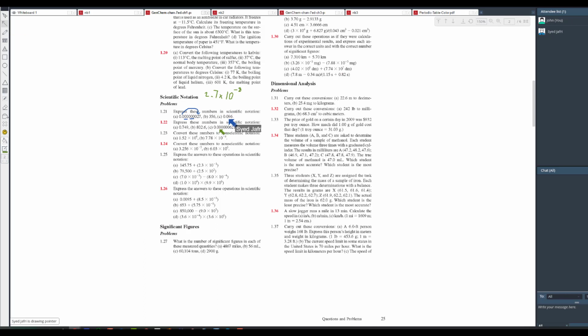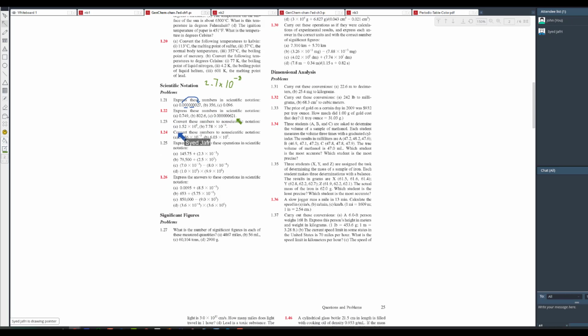What about this one? Since this is a number less than 1, we would move the decimal over 1, 2 places to the right. So it should be 9.6 times 10 to the negative 2 power. That's good. Okay. Let's try this one.